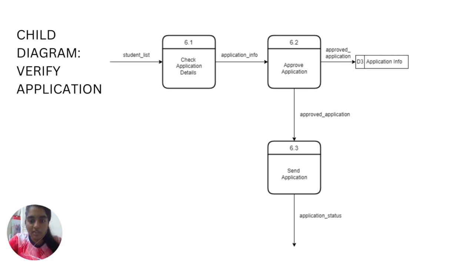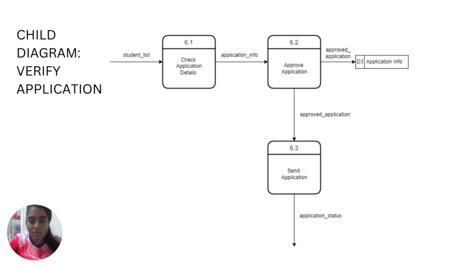The process of verifying an application starts with the coordinator checking the application details of the student assigned below them. Then, the coordinator is responsible for approving the student's internship application. After the coordinator approves the application, it will automatically direct the application to the company that the student applied to. The application info here is stored in the data store D3.